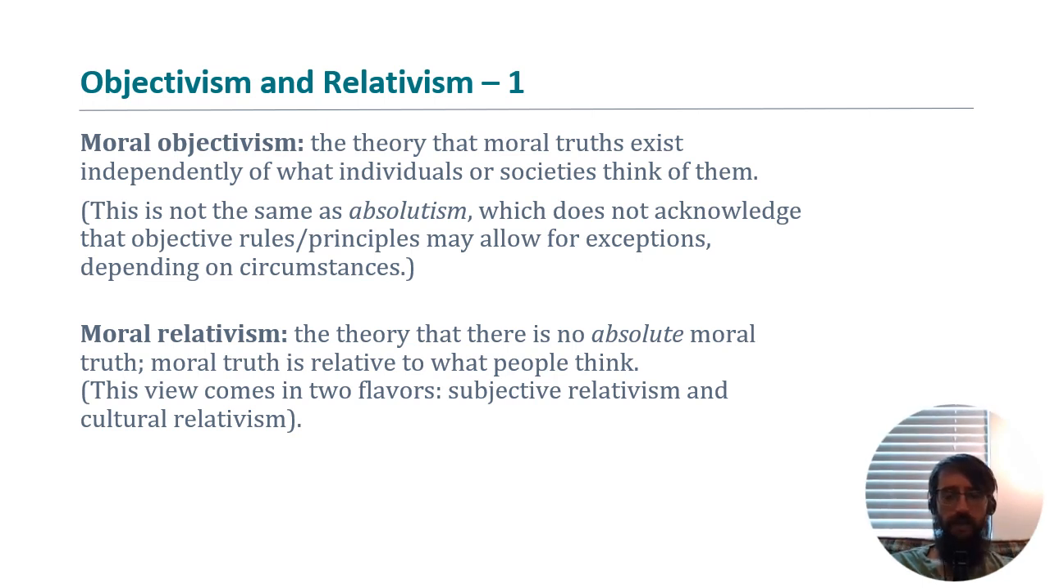Natural next question to ask is relative to who? Right? Relative to who thinking what? All right. So there are two flavors of moral relativism. One is called subjective relativism. That says that moral truth is relative to individual people and what they think. And then there's cultural relativism, which says that moral truth is relative to cultures and what most people in a culture think. So we're going to take a look at each of these views in more detail. These are the main views that we're going to consider in this chapter.